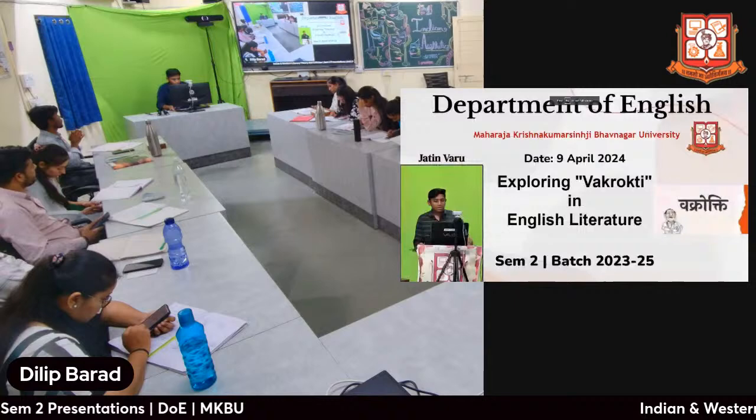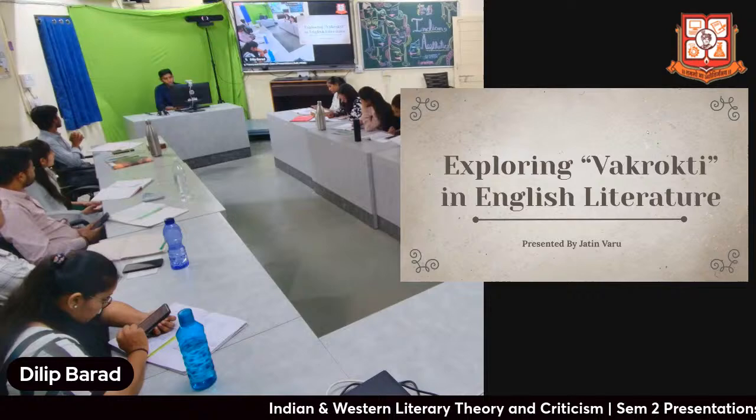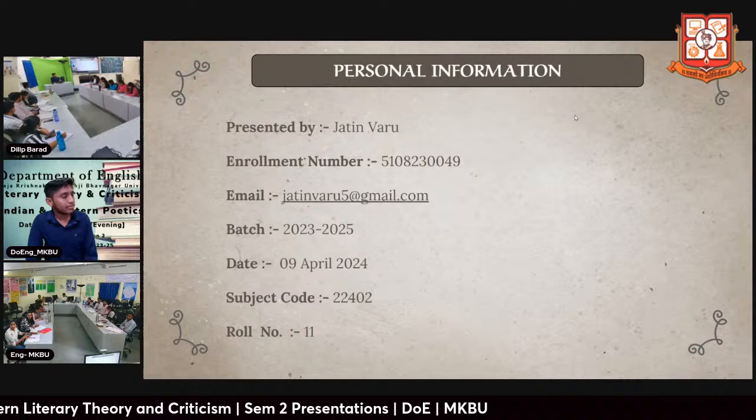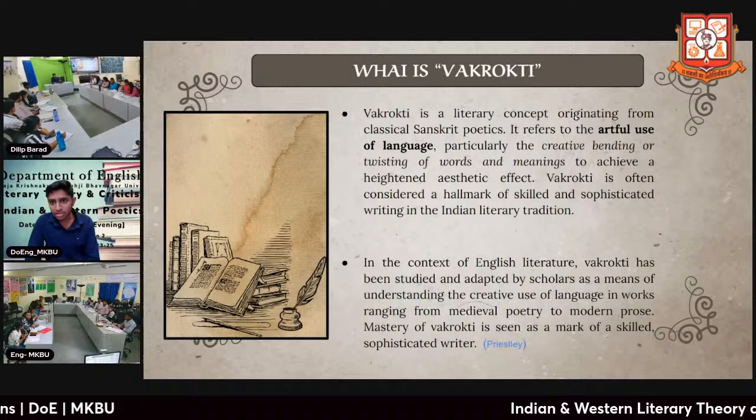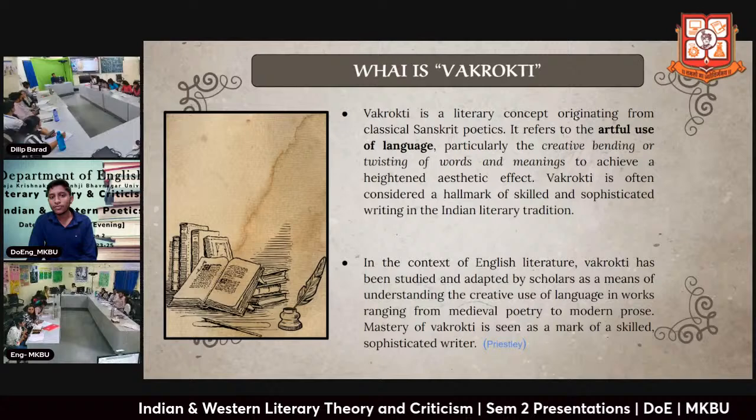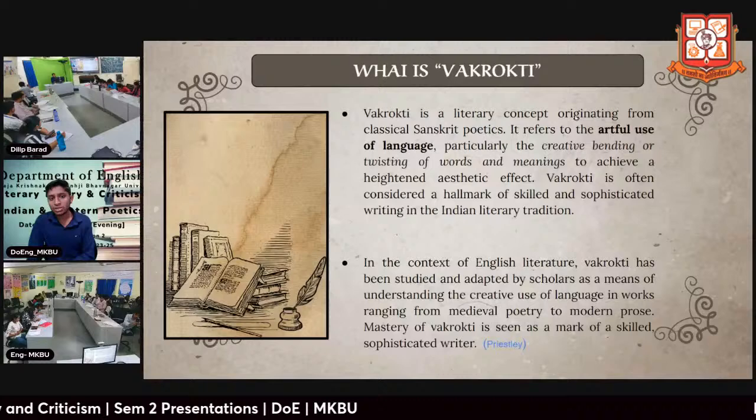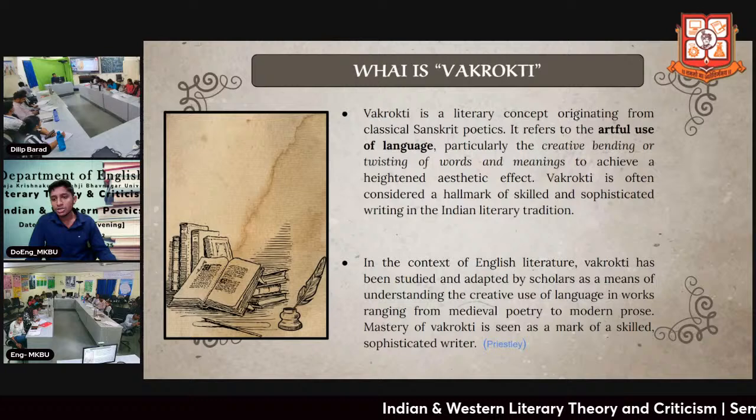Hello everyone, myself Jatinbhai. Today I am going to present one of the important schools of Indian aesthetics. It's Vakrokti. Here are some points to ponder. What is Vakrokti? Vakrokti is a literary concept originating from classical Sanskrit poetics. It refers to an artful use of language, particularly the creative twisting of words and meaning to achieve a heightened aesthetic effect. Vakrokti is often considered a hallmark of skilled, sophisticated writing in the Indian literary tradition.